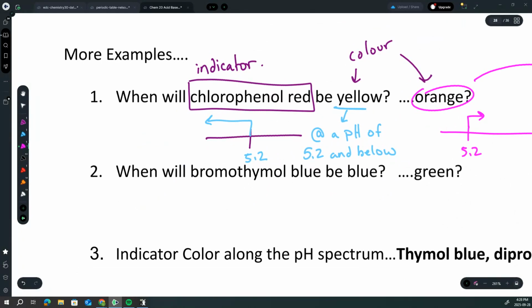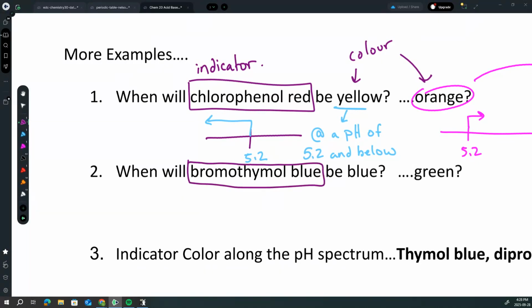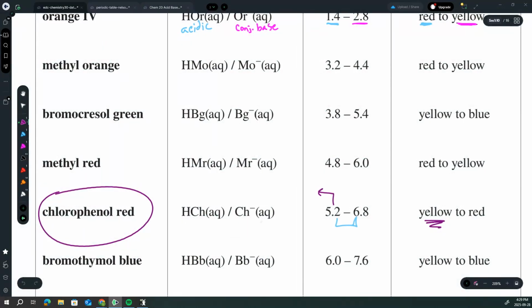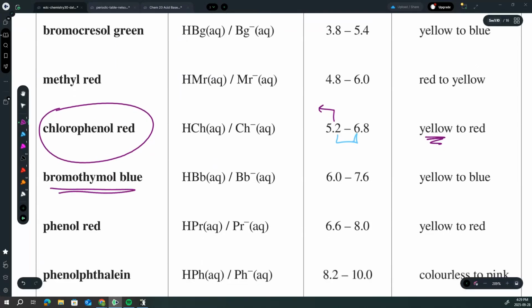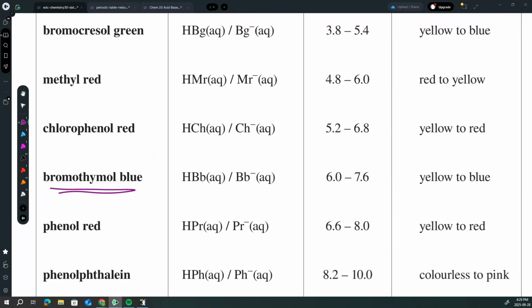All right, next question. When will bromothymol blue, so that's the name of the indicator right there, when will it be blue? So that's the color. Let's read this. So bromothymol blue, that's the next one here. So let's get rid of all this stuff. So bromothymol blue will be blue. So remember, right-hand color, right-hand number. So at 7.6 and above.